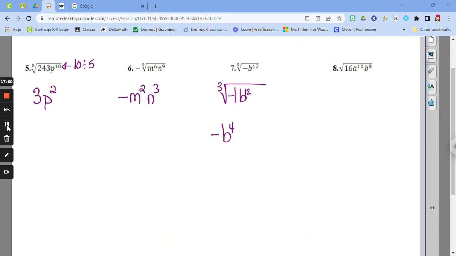So the square root of 16 on 8 is 4. 10 divided by 2 is 5. 8 divided by 2 is 4. So we only need absolute value around that. If you put it around the A and the B, that's not going to hurt anything. But it technically only needs to be around the A. Because, for example, negative 1 to the 5th power is negative 1. Negative 1 to the 4th power is positive 1. So it makes the negative go away on that one.